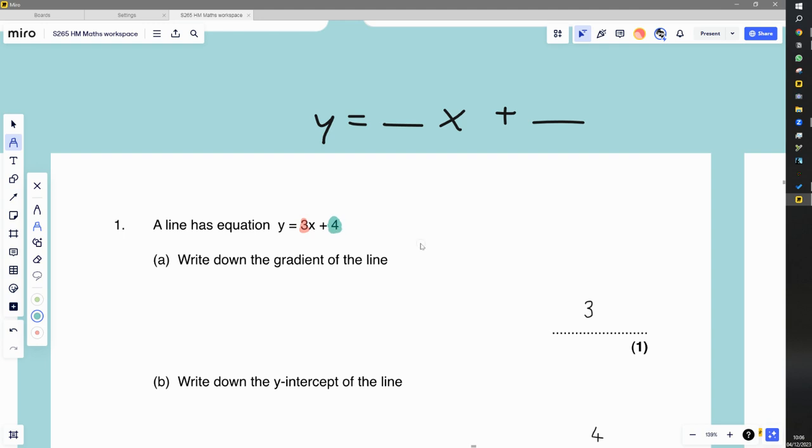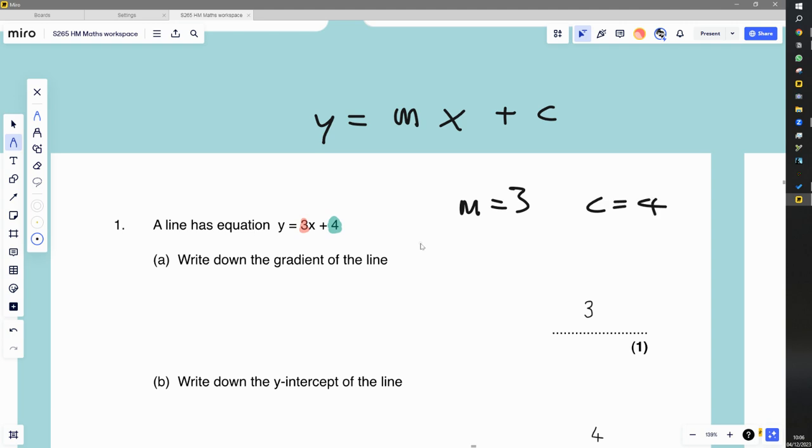So these gaps here can be given the general symbols m and c. In this equation, we're saying that m is 3 and that c is 4. So we can see that the c is the number there, which is 4, and the m is our number of x's, and that's 3.